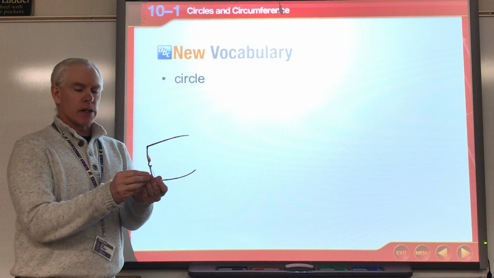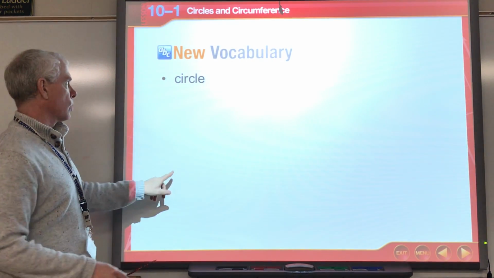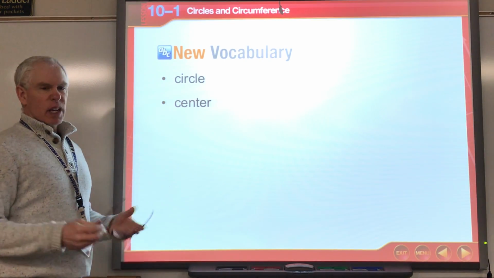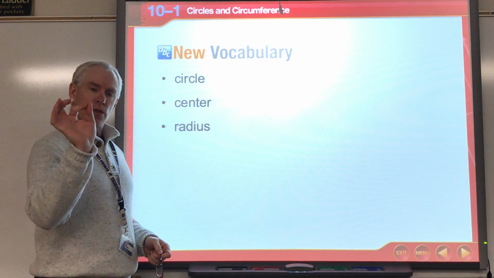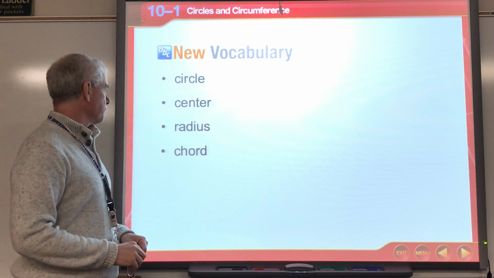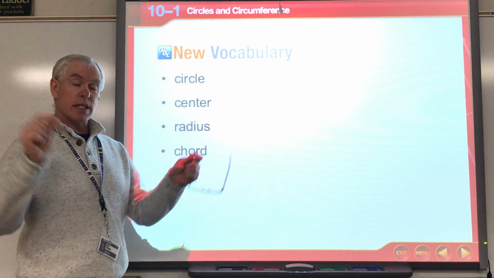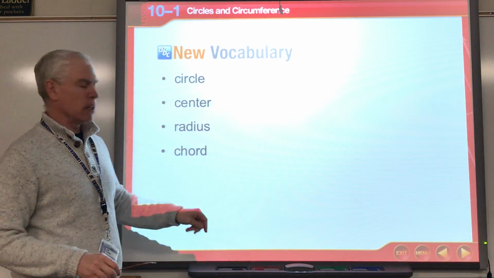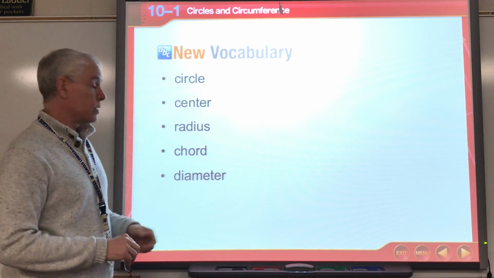So if you start at the center and you go out a certain distance and you stay that distance, you end up with a circle. Okay? I think we know what the center of a circle is. A radius is a line segment that goes from the center to a point on the circle. A chord is a line segment that joins any 2 points. So we're going to get into those details in a little bit here. Diameter is a chord that goes through the center.